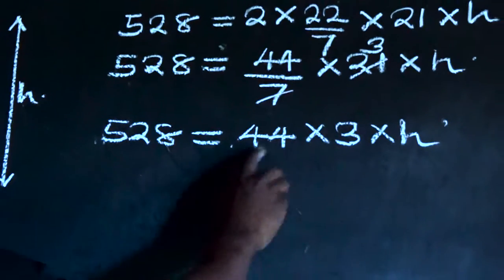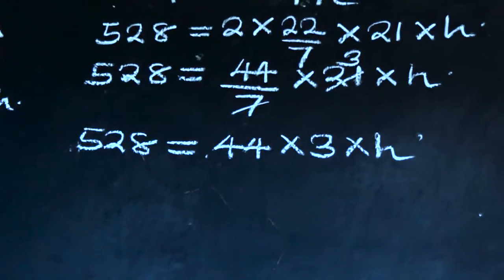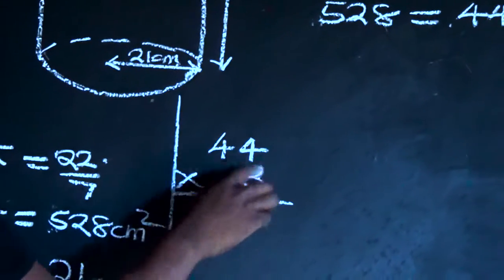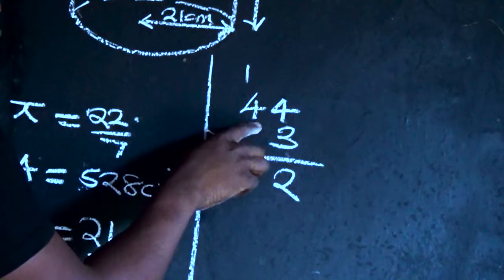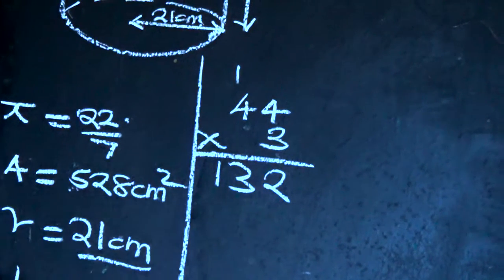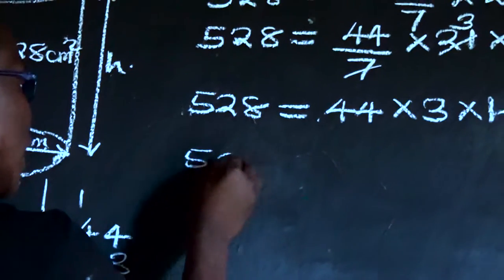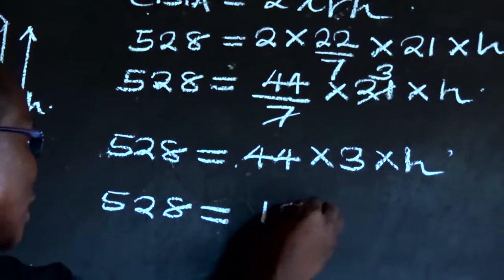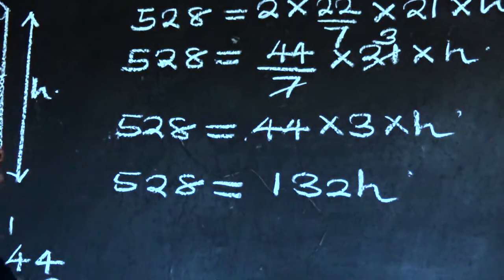So we can now multiply 44 times 3. Right? So 44 times 3. 3 times 4 is 12, so 2 carry 1. 3 times 4 is 12 plus 1, 13. So we have 132. Are we together? Yes. So 528 is equal to 44 times 3, it's 132. 132 times h, 132h. Are we together, people?